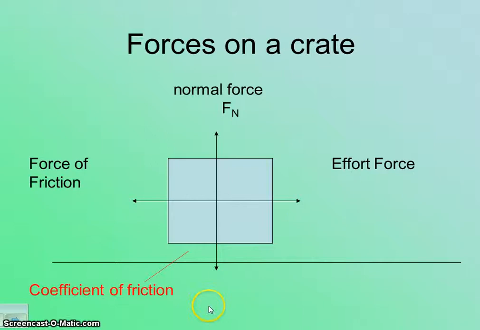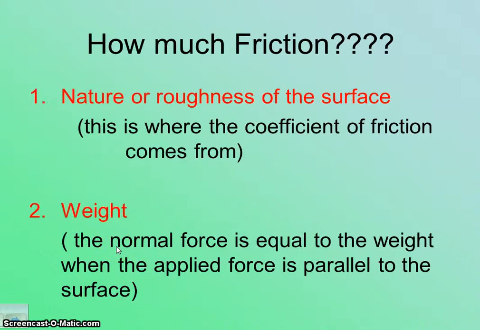Okay, and one other thing to add to our picture here is your coefficient of friction is actually an interaction between the surface of the crate and this surface that you're pushing the box on. Now, how much friction? What determines that? First of all, how rough is the surface? I was telling you about the wax paper on the metal slide. How rough are the surfaces? That's where the coefficient comes from.